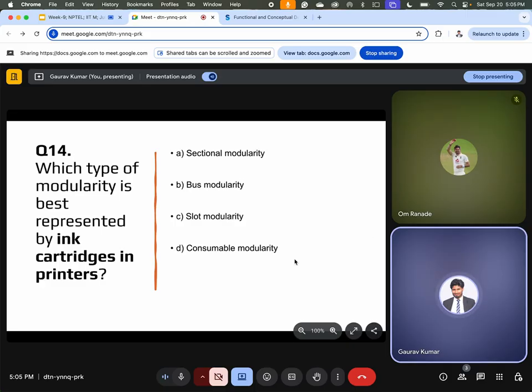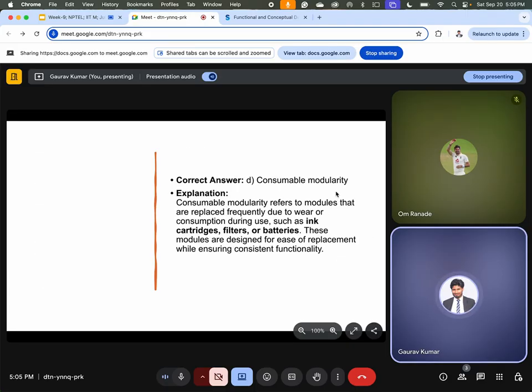So the right answer for this question is option D, consumable modularity. And those who are watching this video later on, kindly go through this slide. This is a very small explanation part of this particular question. So yeah.